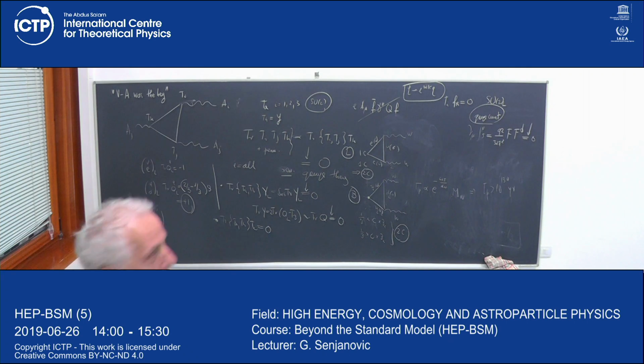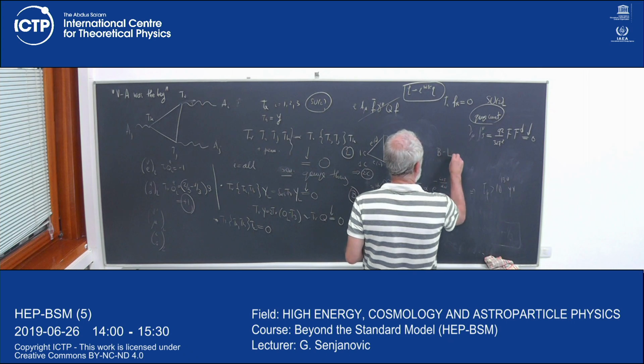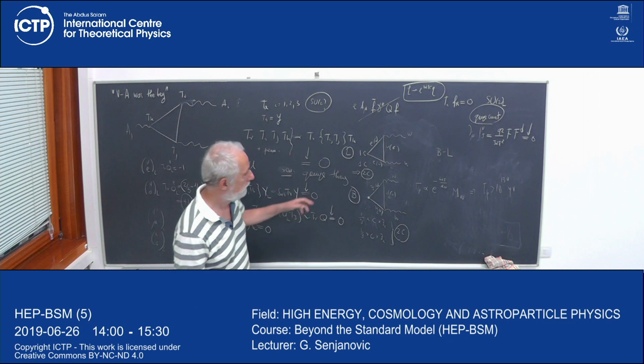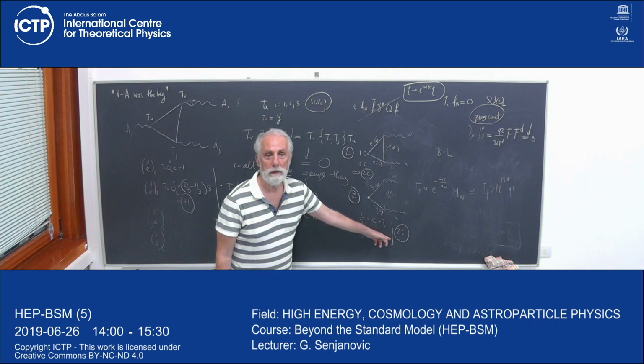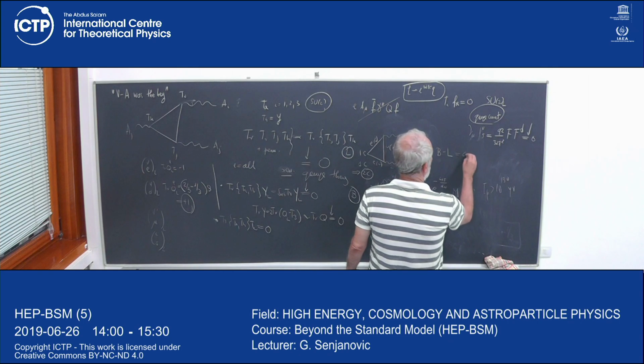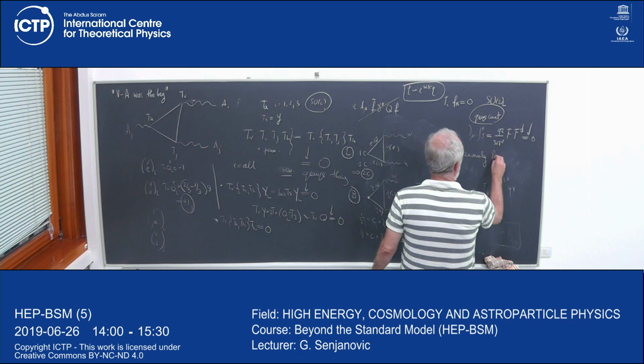Notice another interesting thing. Look at B minus L. It's anomaly free. I don't care what C is. A lazy man's approach. B minus L is anomaly free. It's an incredible accident in the standard model.